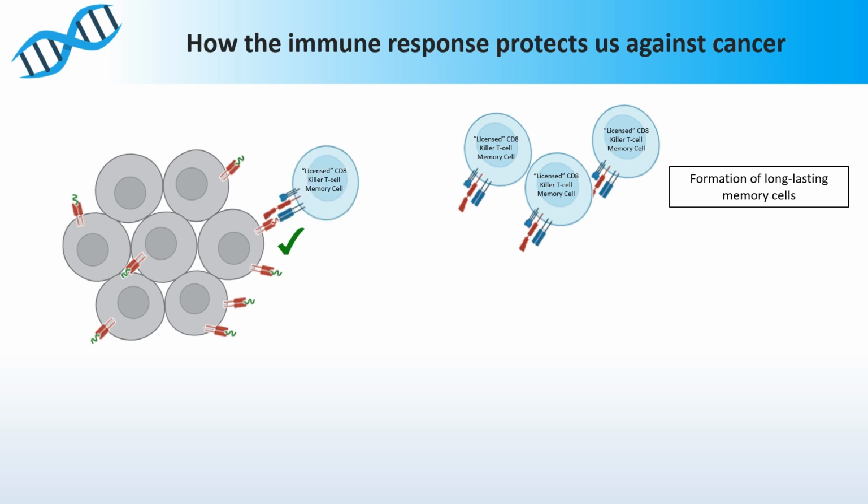neoantigens are encountered again, without the need for this elaborate activation process involving the prior presentation of antigens to T cells in the lymphatic tissue, as these cells can be already present in the peripheral tissue and already licensed to kill. And it's something that's really useful at preventing the formation or recurrence of tumors.